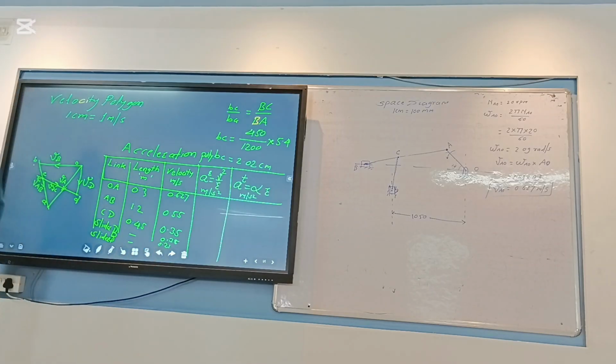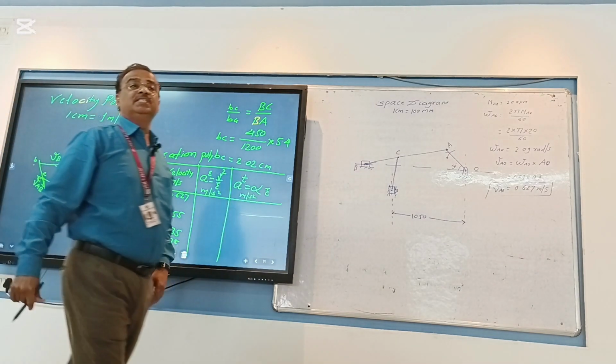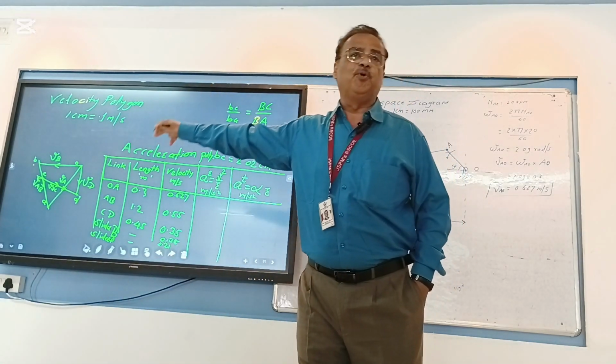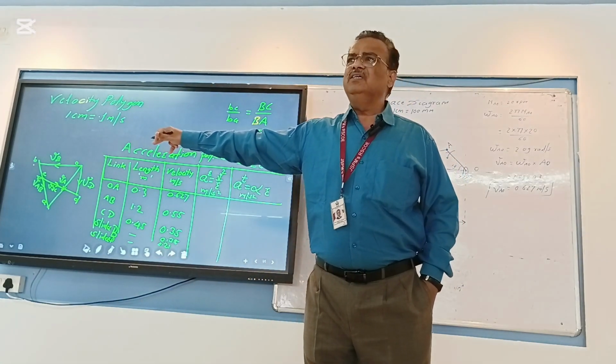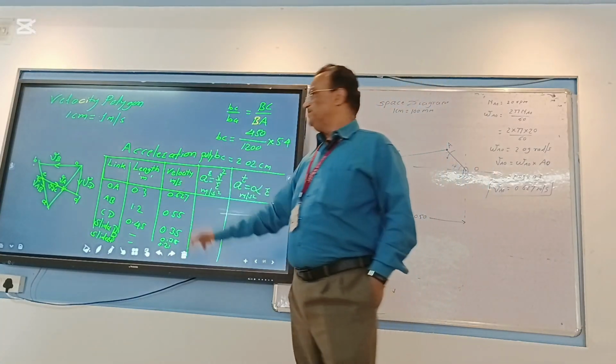हाँ, थोड़ा इधर उधर होता है आपके निकालने के ऊपर. So these are the velocity values of each and every link from the velocity polygon. ये ठीक, जाओ आगे, आगे बढ़ो.